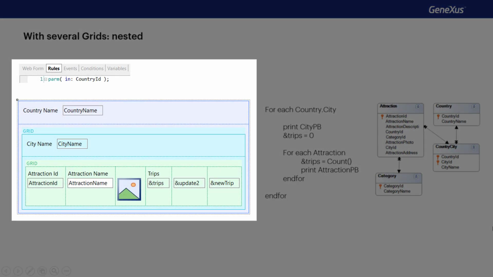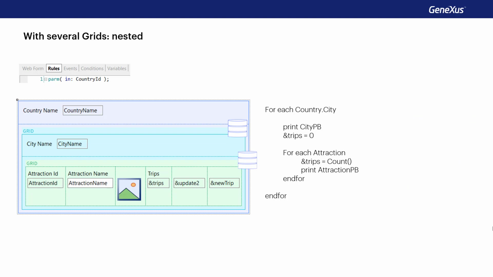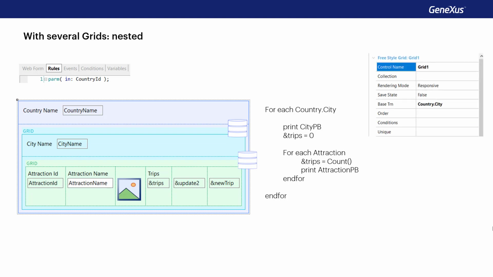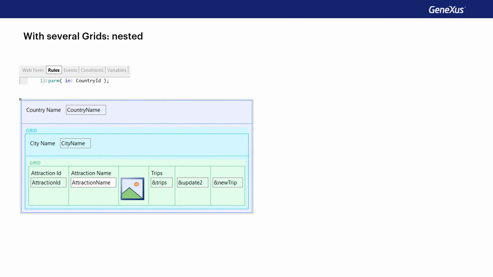But, like always, there are two options: implementing each grid with or without a base table. When you implement both grids with base table, which is the way to work less, you'll be establishing the country.city base transaction for the first grid and attraction for the second one. In any case, the refresh event of grid 1, the external one, will take place first, followed by that grid's load event n, once or n times, depending on whether the grid has its base table or not.